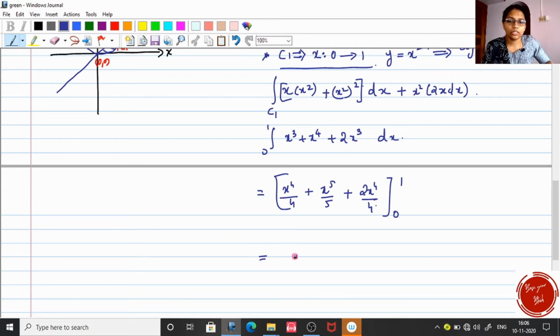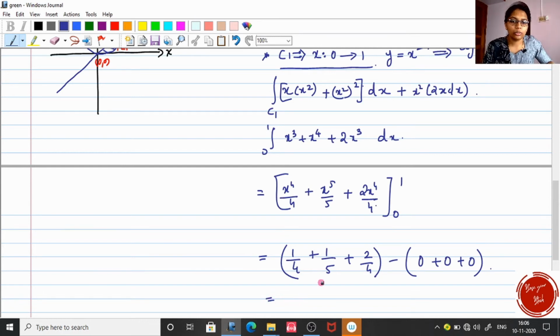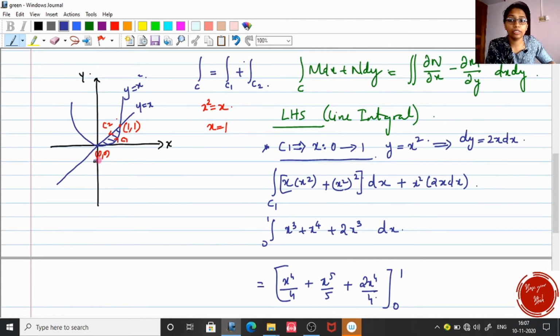So it is 1 by 4 plus 1 by 5 plus 2 by 4. This is the upper limit, and for the lower limit you have all three zeros. So doing this you get 19 by 20. Okay, so line integration is done for the curve C1.